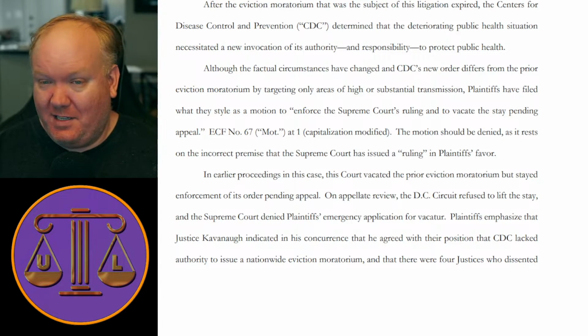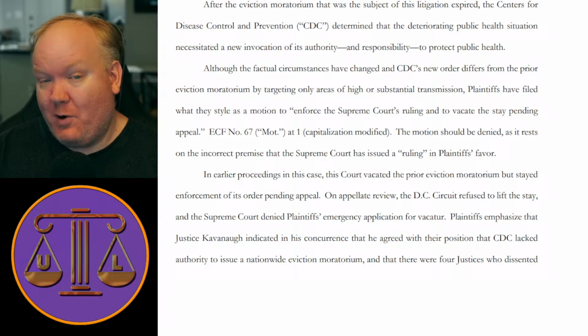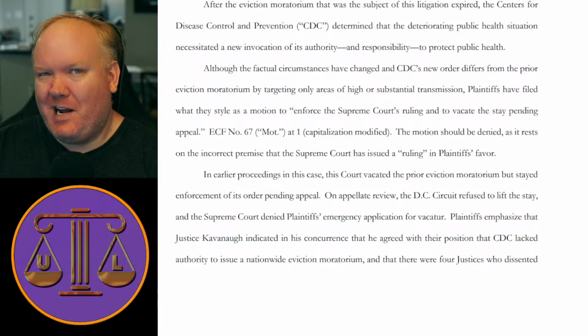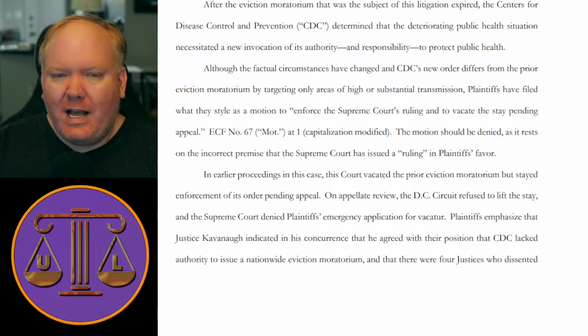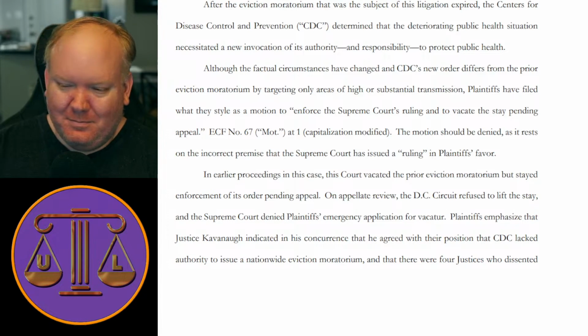Although the factual circumstances have changed, and CDC's new order differs from the prior eviction moratorium by targeting only areas of high or substantial transmission, which as a practical matter is basically all of them, plaintiffs have filed what they style as a motion to enforce the Supreme Court's ruling and vacate the stay pending appeal. This motion should be denied as it rests on the incorrect premise that the Supreme Court has issued a ruling in its favor.